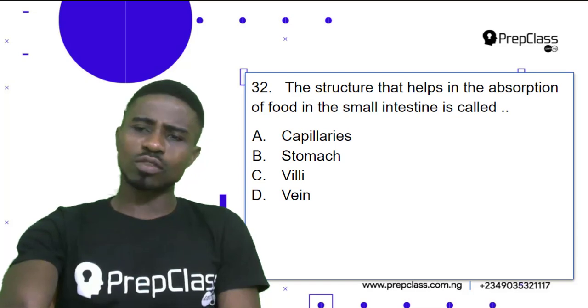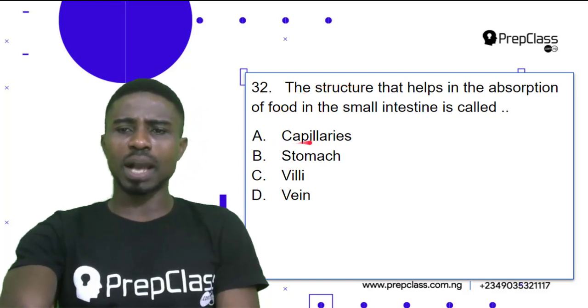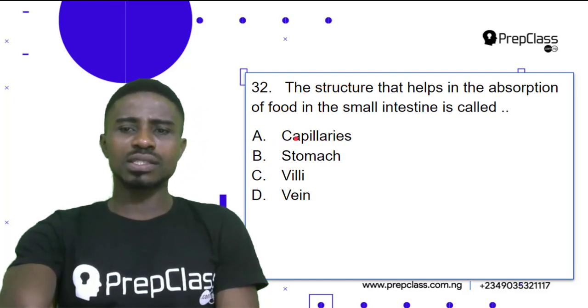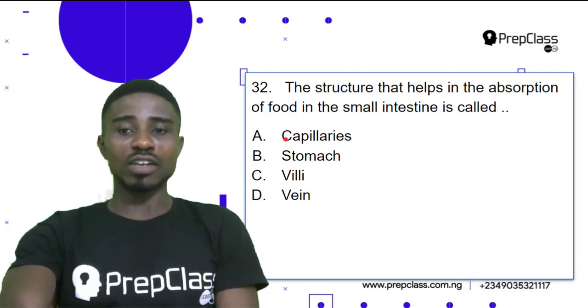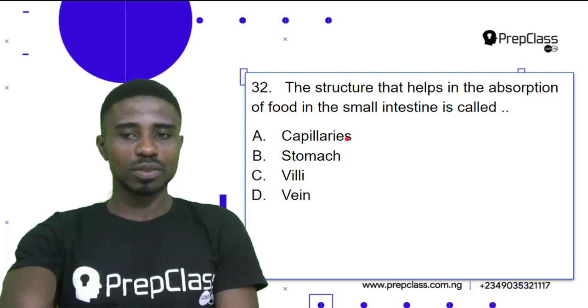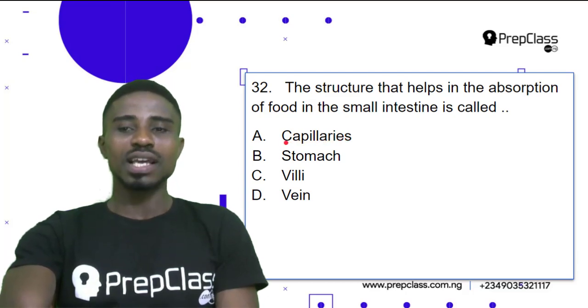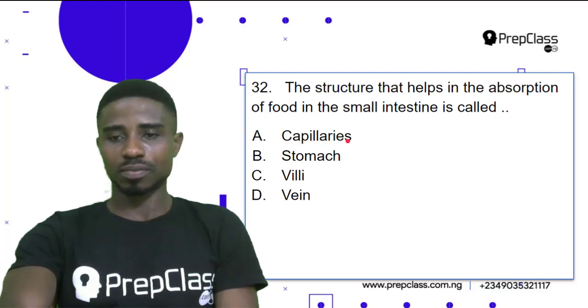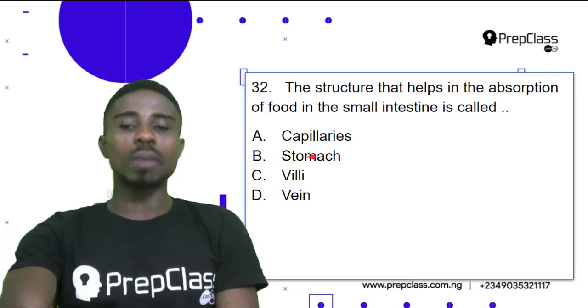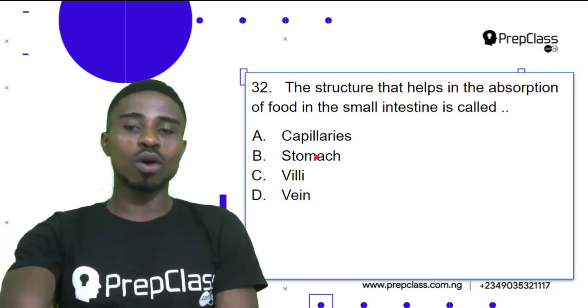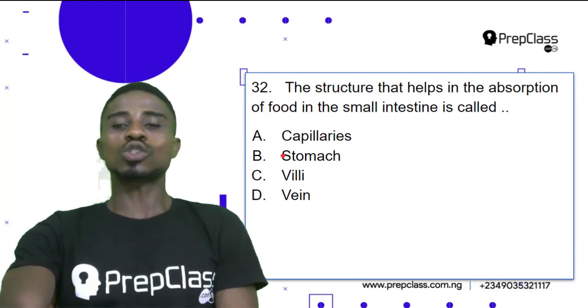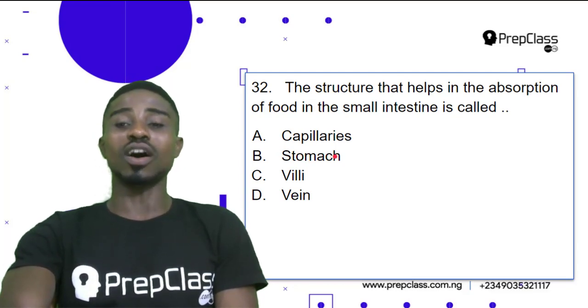Now, in analyzing all of the options, let's look at option A, capillaries. Capillaries basically have nothing to do with food absorption. They are responsible for carrying blood. So capillaries cannot be our correct answer. Option B, the stomach. The stomach is a compartment where food is stored a while before digestion continues, and it is different from the small intestine. So the stomach can't also be our correct answer.